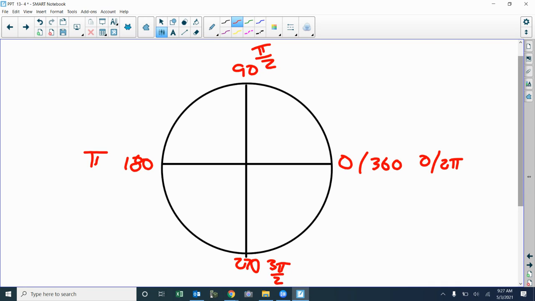Okay? Now these are the ones, the 90s, you really can't draw a triangle, you just need to know. My x up here is 0, my y is 1. Over here, your x is -1, your y is 0. Down here, your x is 0, your y is -1. And then finally over here, your x is 1, and your y is 0.